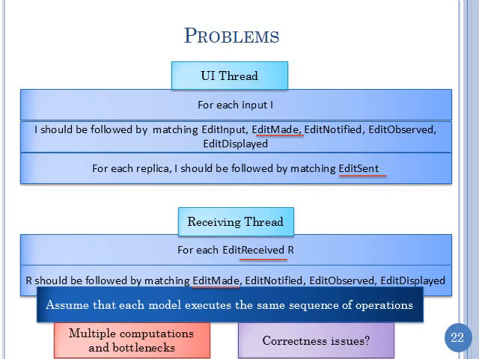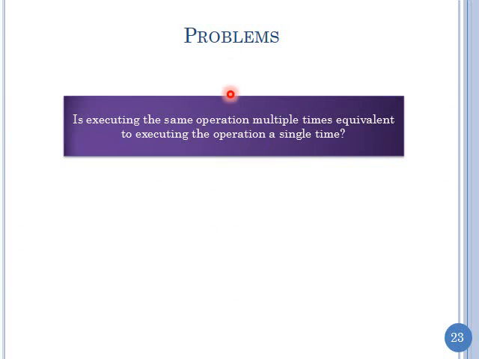Now let's go to correctness issues. Let me ask the same question that I asked before, and Nick has already answered that. Is executing the same operation multiple times equivalent to executing the same operation a single time? The question before this was, is it as efficient to execute the same operation once as multiple times? You might say if it's an add operation, yeah. But if it's something more expensive, or if it's accessing a centralized file, then it is not. And now the question is, is it equivalent?